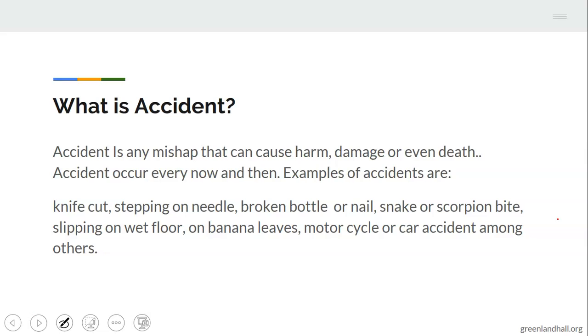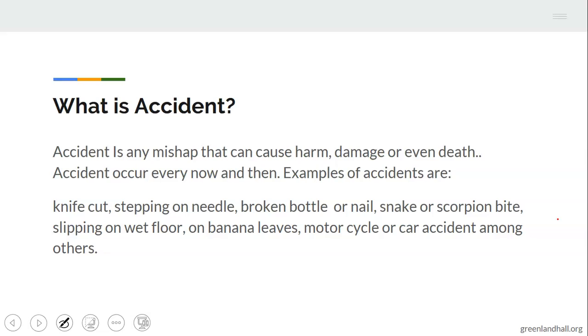What is accident? Somebody want to try? Okay, let's go. Accident is any mishap that can cause harm, damage, or even death. Accidents can occur every now and then. Examples of accidents are knife cuts, stepping on needle, stepping on broken bottle, stepping on nails, or snake or scorpion bites, or slipping on wet floor, slipping on banana leaves. There's also motorcycle accidents or car accidents, among others.